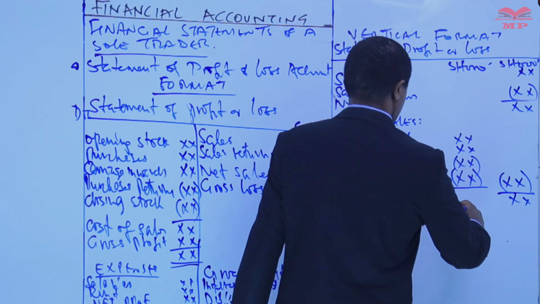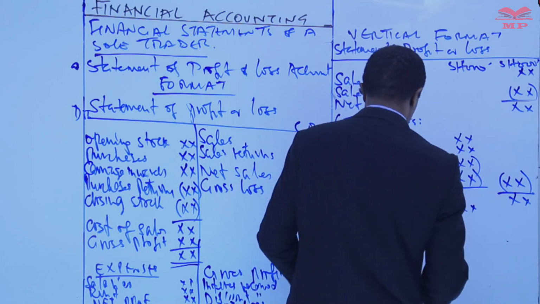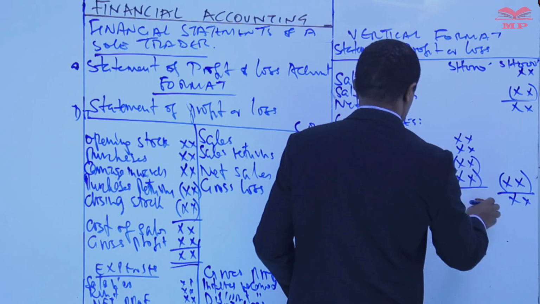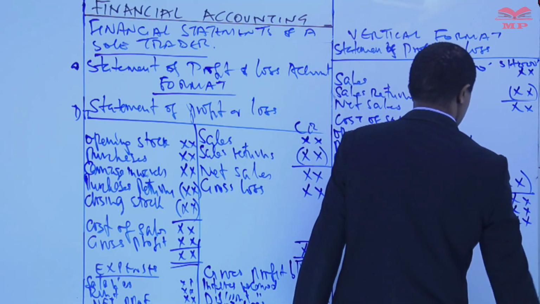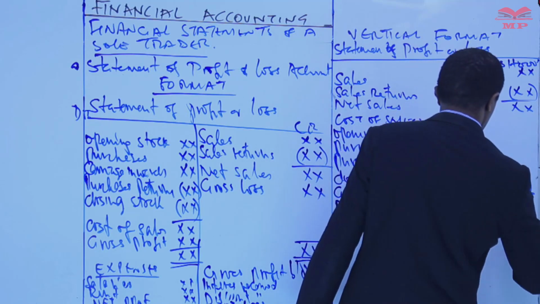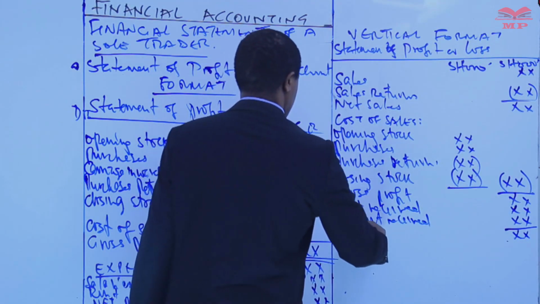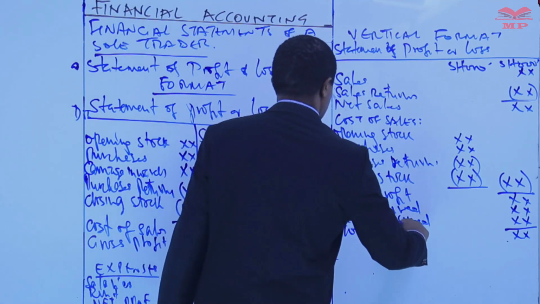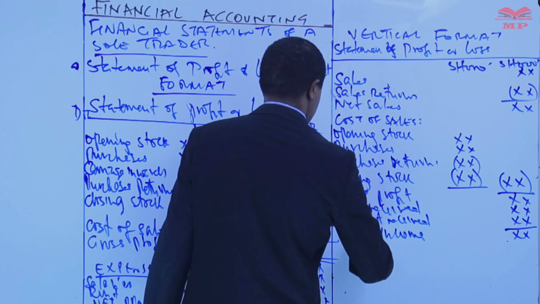So these ones we have in the first column. These are not expenses, but these are incomes. We add to that. Then we get the total income here. This is total income. Now from this total income, we deduct the expenses.